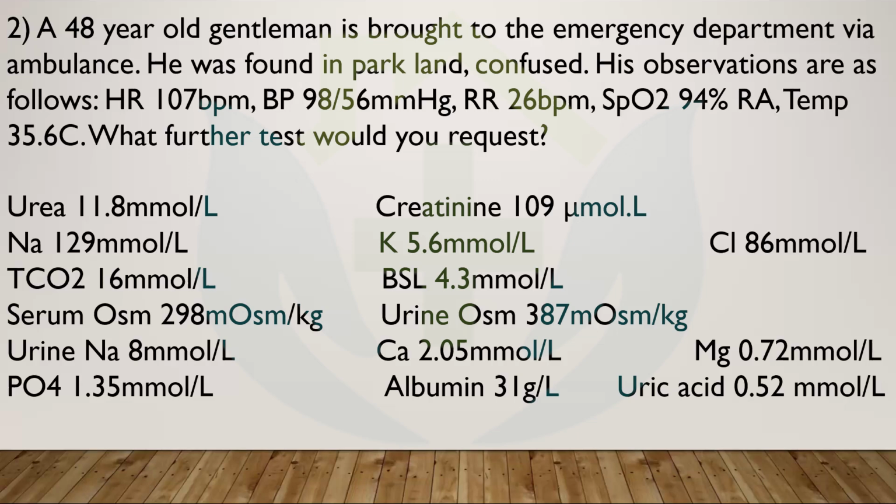Urine osmolarity 387. The urinary sodium is 8, calcium is 2. There are many values given in this. A few of the values will not be of any use. They are given just to waste your time. My tip was, first just look at the red values. I have not given this; this is just a mock test to make it a bit tougher for you. Calcium is 2.05, magnesium is 0.72, phosphorus is 1.35, albumin is 3, and uric acid is 0.52.